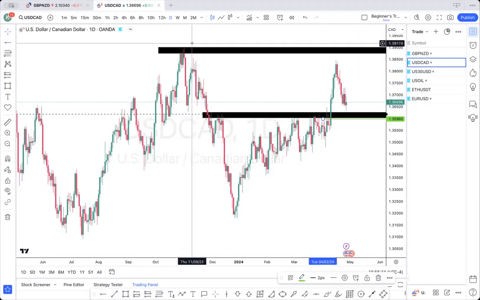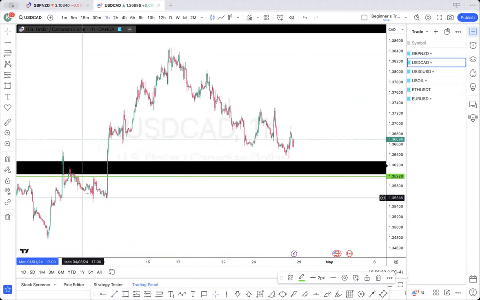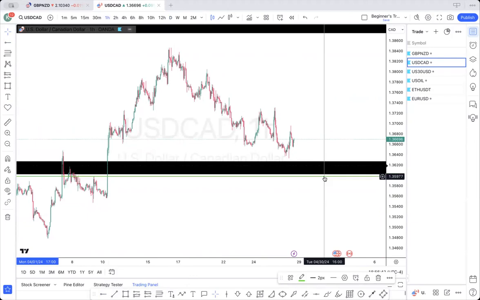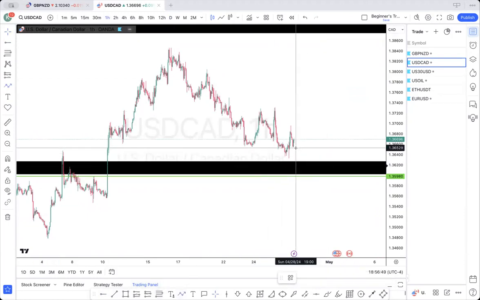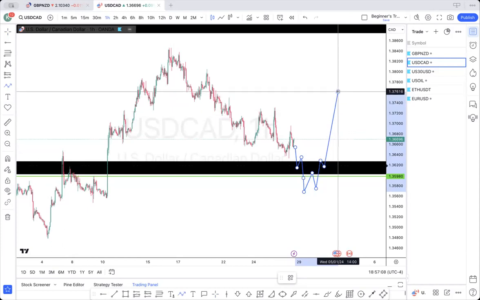I need to see it tap into this order block, right? It might even come down a little more, break back into the zone, and then, of course, identifying structure, right? Like it could come down to here, right? Break. I need to see it back up here and then take it to the top.